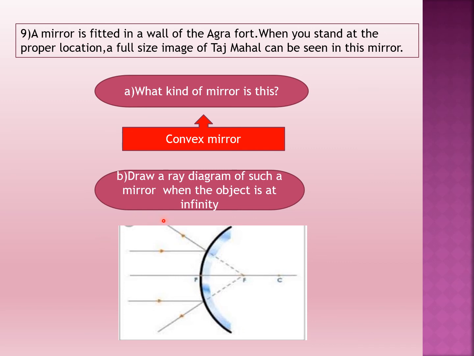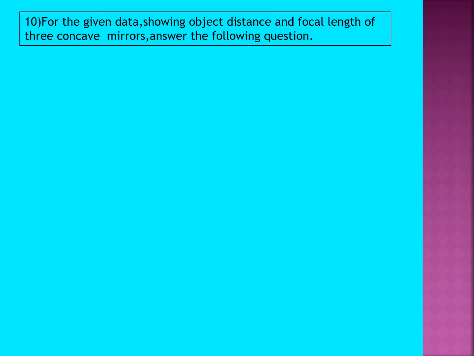Then from infinity, parallel rays arrive at the mirror. So these are the parallel rays. As soon as they touch the mirror, they'll be reflected. But you have to remember that convex is a diverging mirror. So when they reflect, they diverge out. When you produce them backward, they meet at one point, and they'll be meeting at the focus. Why? Because they are parallel rays. So they meet at the focus. So this is the ray diagram when the object is at infinity. Moving on to question number 10.